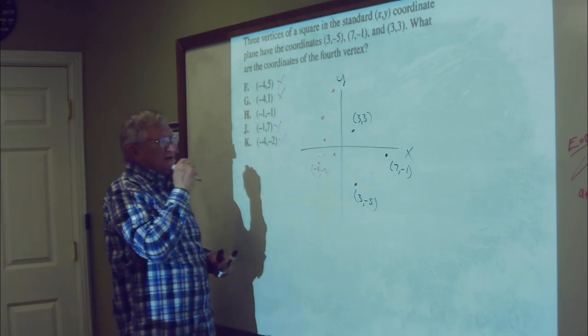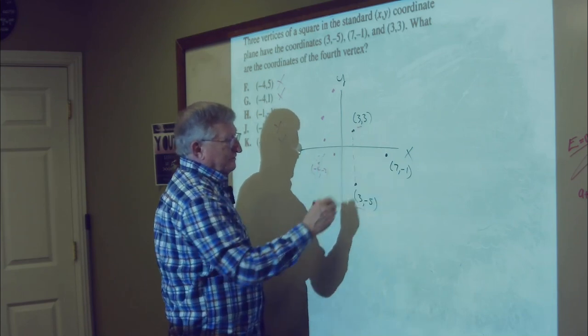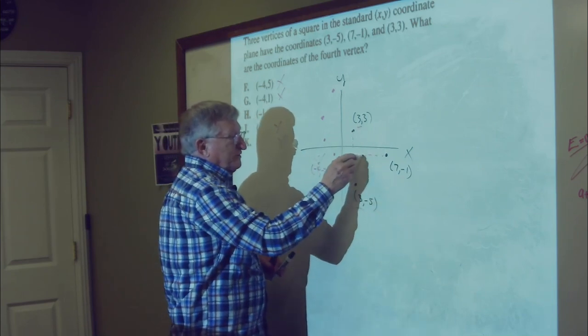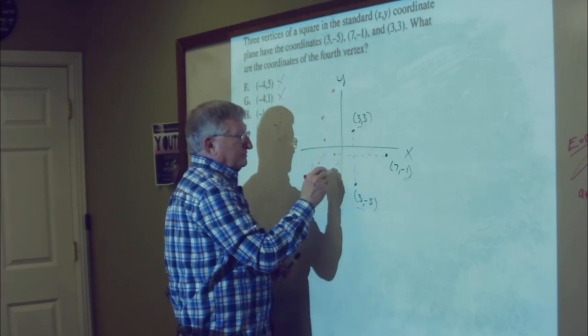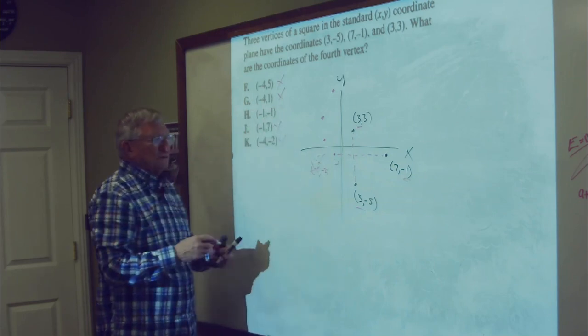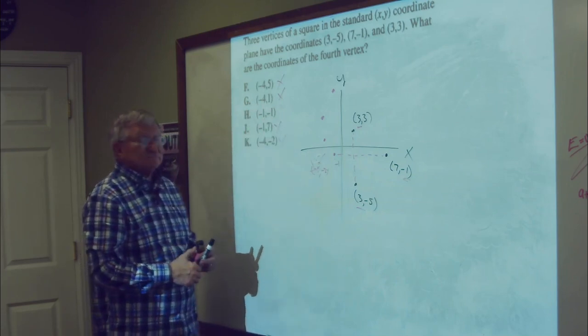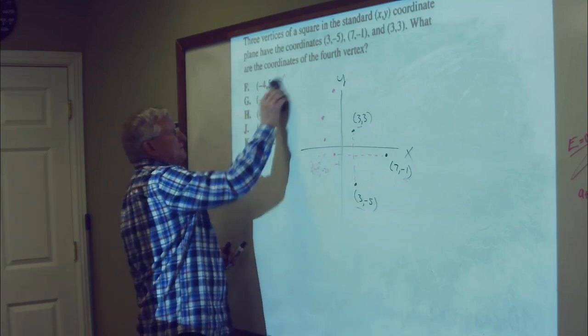And when you look at it, you realize, you know what? This X and this X are the same. So these are on a vertical line. So these must be on a horizontal line. So Y's got to be -1 over here also. So that's the only one that has Y as a -1. Make sense? It's H.